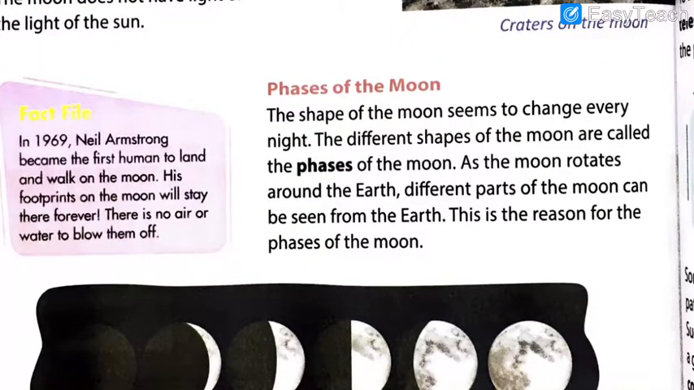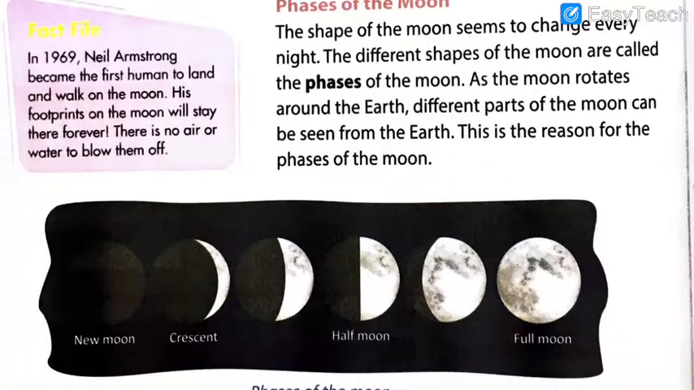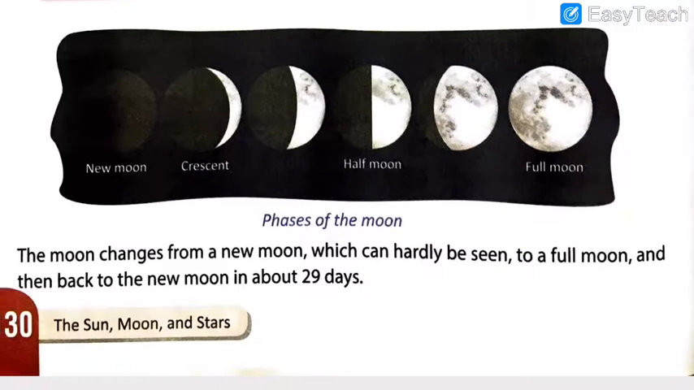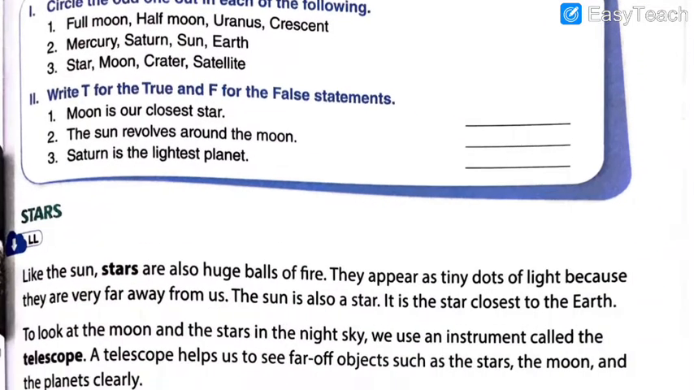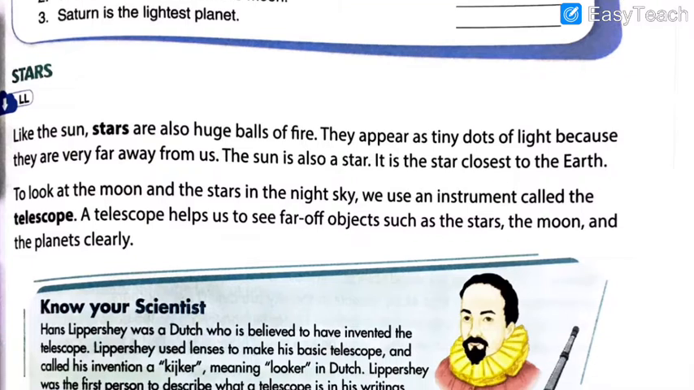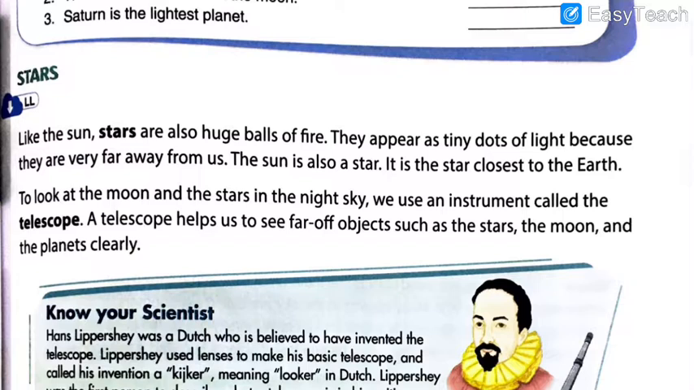Phases of the moon. The shape of the moon seems to change every night. The different shapes of the moon are called the phases of the moon. As the moon rotates around the earth, different parts of the moon can be seen from the earth. This is the reason for the phases of the moon. The moon changes from the new moon, which can hardly be seen, to a full moon and back to the new moon in about 29 days. So, students, I hope that you are enjoying reading, because once you read and underline the hard words, later when I send you the explanation video, few words will be familiar to you.